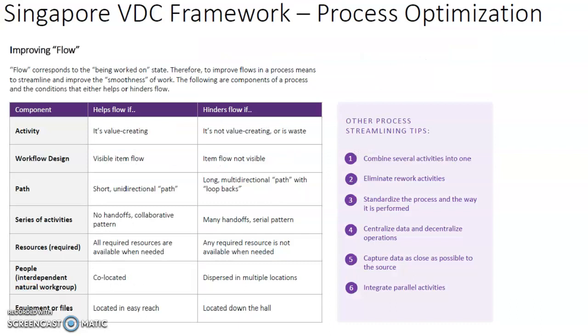So far, we have talked about 3 methods to optimize the process. We talked about the swim lane diagram, we talked about the flow chart, we talked about the value stream mapping, and all of them are about trying to allow the stakeholders to improve the flow. Flow corresponds to being worked on state. Therefore, to improve flow in a process means to streamline and to improve the smoothness of the work.